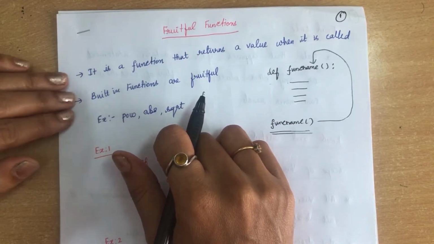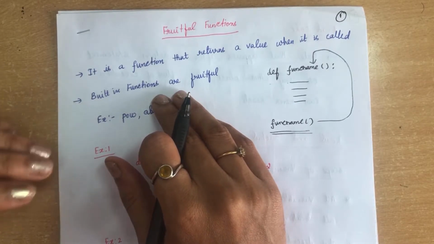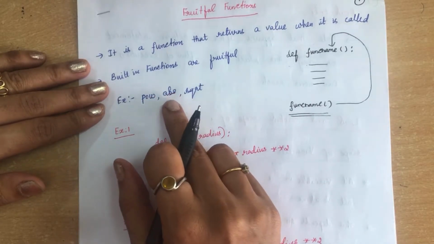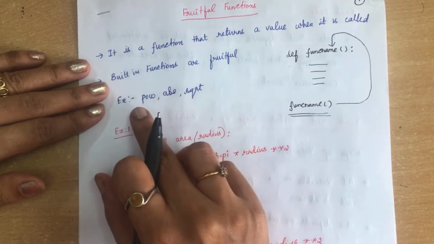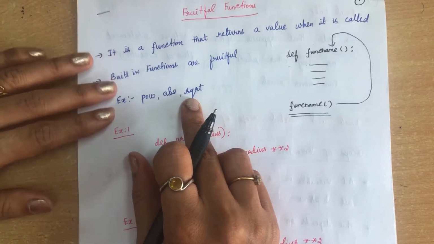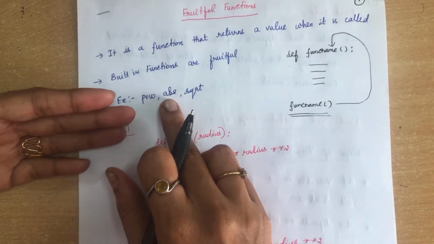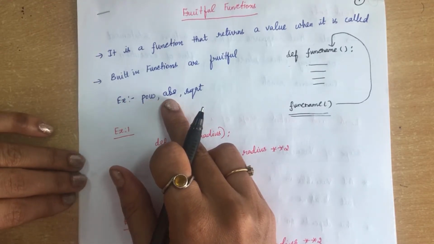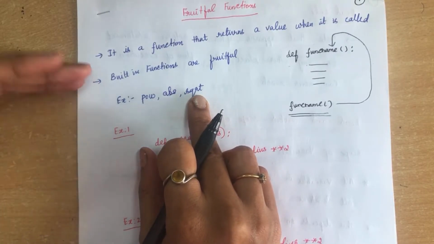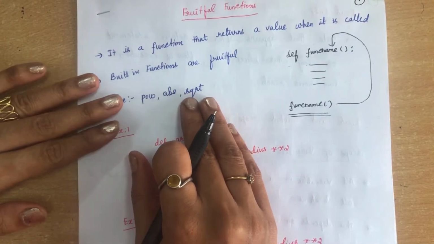Usually we have many fruitful functions. We have built-in functions in Python, which are already defined in Python. They are pow, power, abs, absolute, and sqrt, square root. These are some of the examples of fruitful functions which are already defined in Python. Whenever you call these functions, they will return some value. Suppose you call abs, it will immediately return a value. If you call a function called square root, it will return the square root of a value. So these are all already built-in functions in Python.